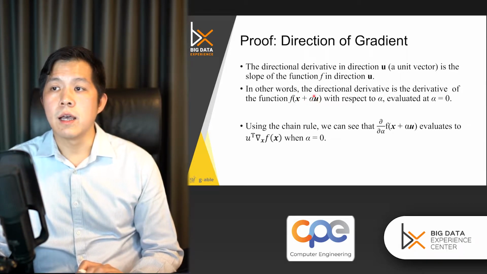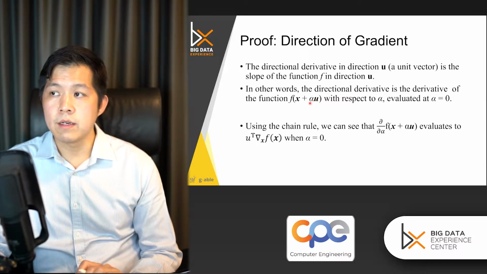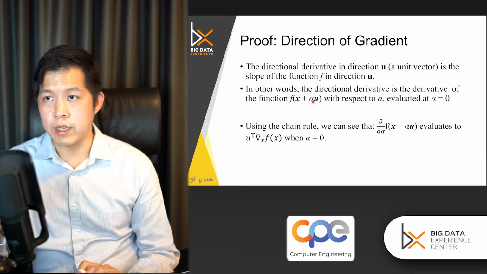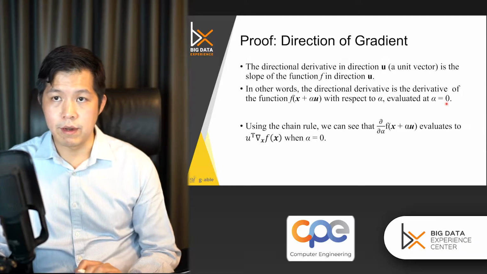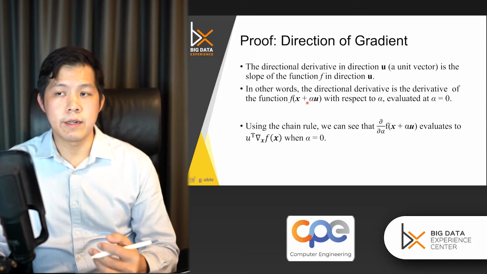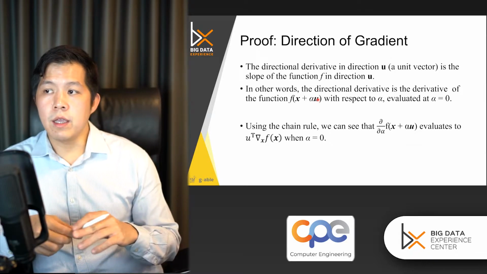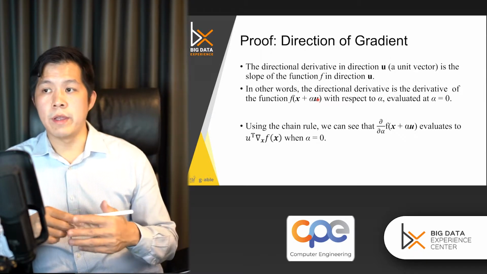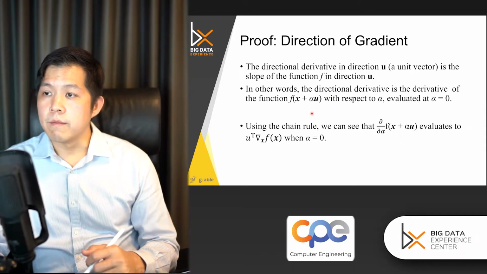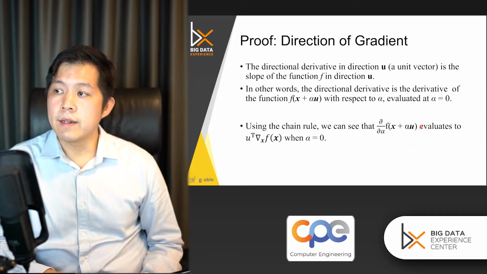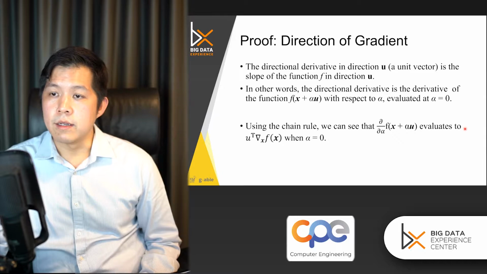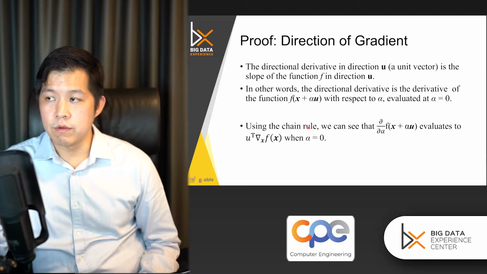u is the unit vector, and alpha is a certain value that we want to estimate, and we want to evaluate that when alpha approaches 0, right? A very small value, a small change at this. So if we use the chain rule to estimate what would happen to the gradient, we would have something like f(x + alpha u) here, and we take the derivative with respect to alpha of the whole thing here, and evaluate it at the point at alpha equals 0.